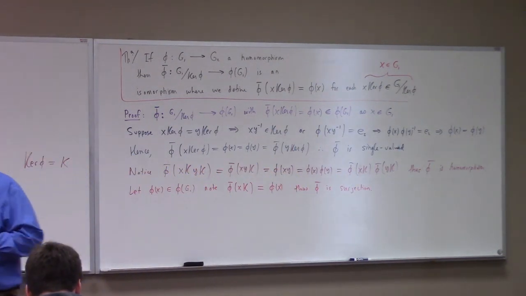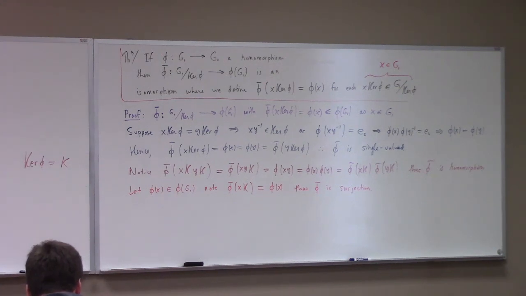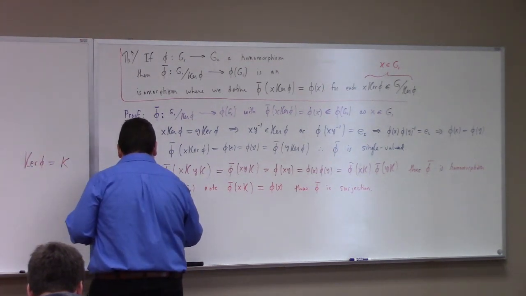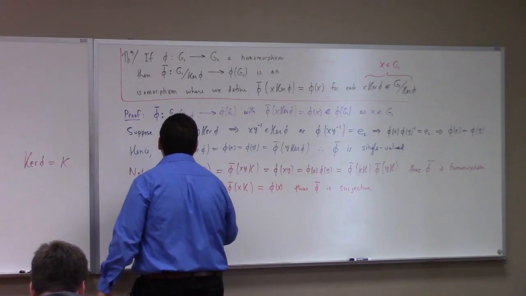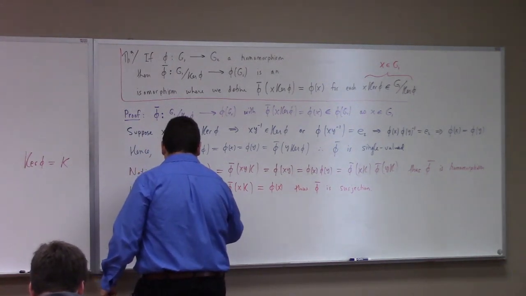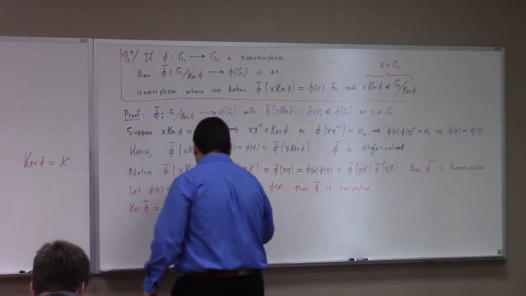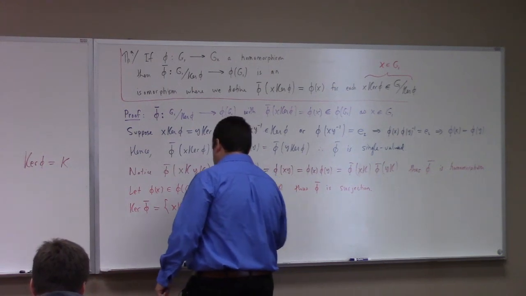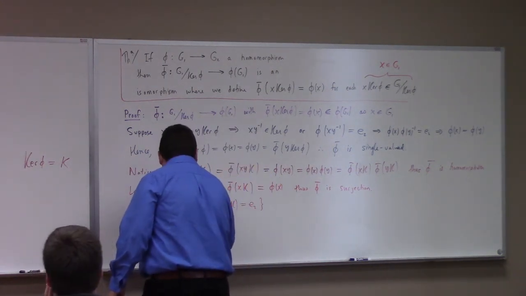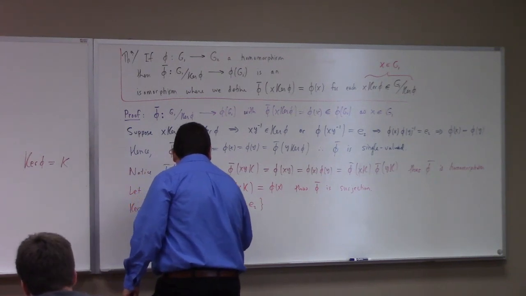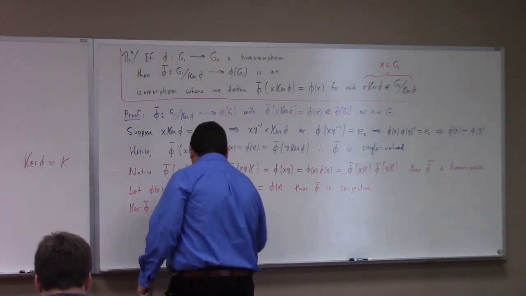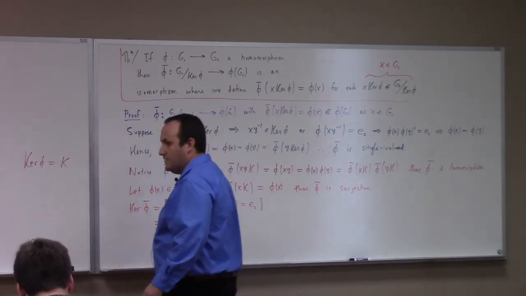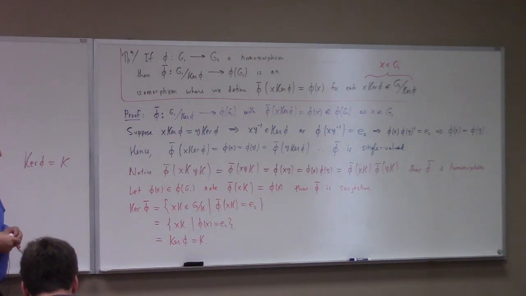And finally, to show it's an injection, we have it as a homomorphism, right? So all we've got to do is calculate the kernel of phi bar. The kernel of phi bar is equal to xK in the factor group G1 by K such that phi bar of xK is equal to E2, which is what? xK such that phi of x is equal to E2. In other words, it's the kernel of phi. It's K. In short, it's the identity in the factor group.